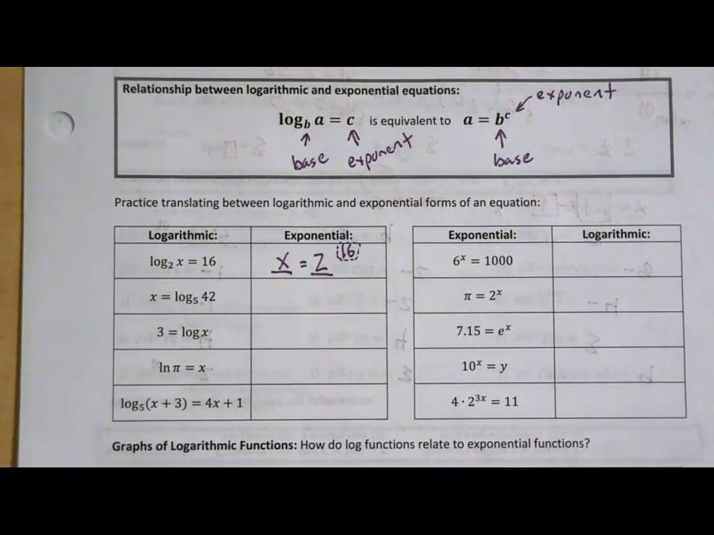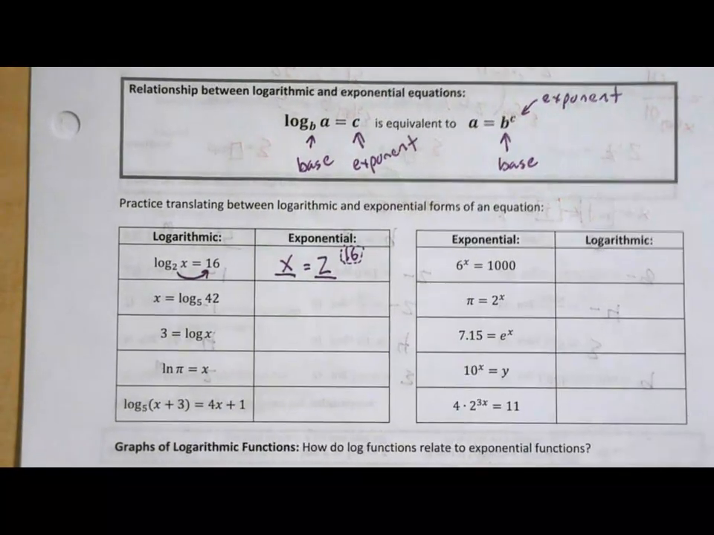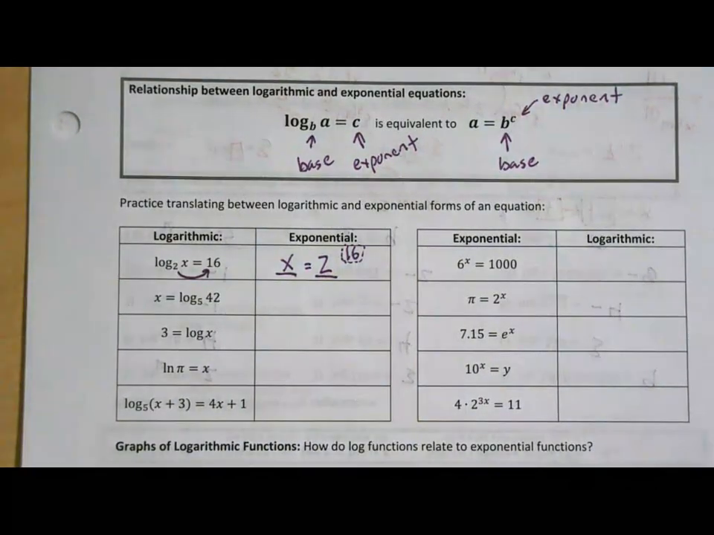I think in your circle of success, you would take this 2 and it would come over here and it would bump that 16 up and the log would go away. I'm pretty sure that's how the circle of success works.